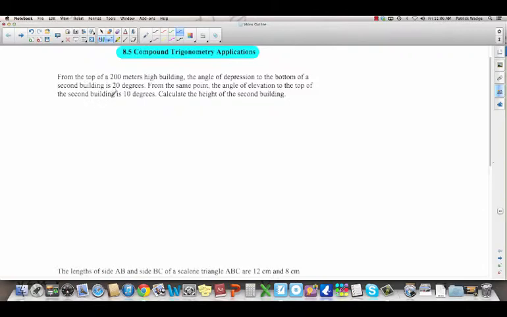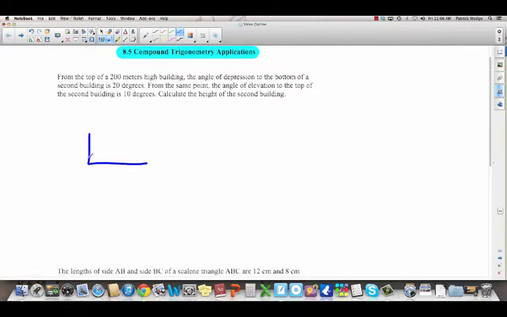Okay, from the top of a 200-meter high building, the angle of depression to the bottom of a second building is 20 degrees. And from that same point, like from that 200-meter high point, the angle of elevation to the top of the second building is 10 degrees. Calculate the height of the second building. So it's a little bit confusing, as most of them are.